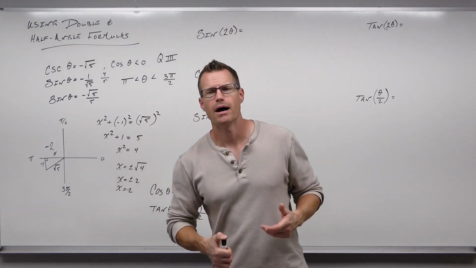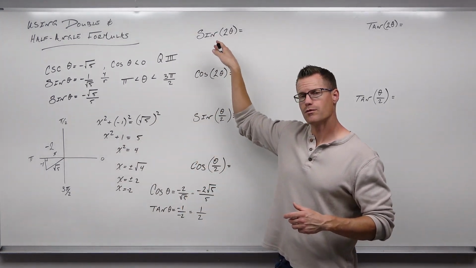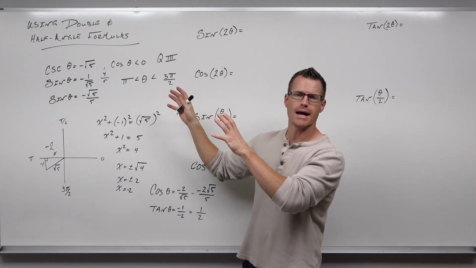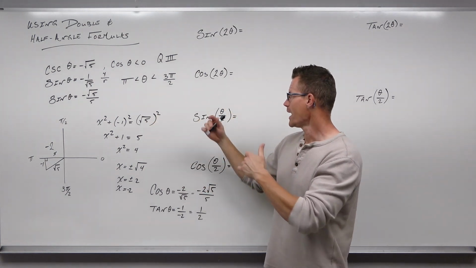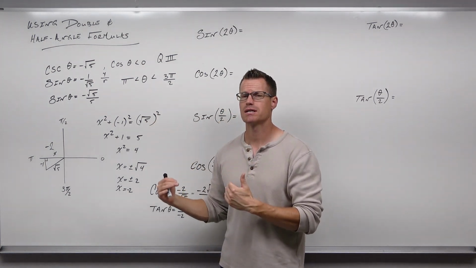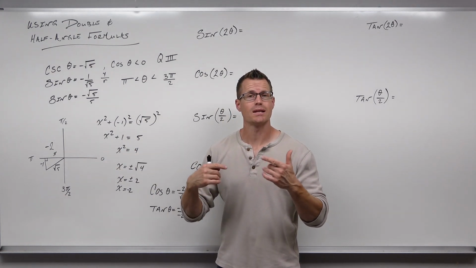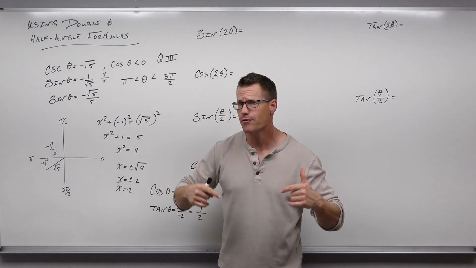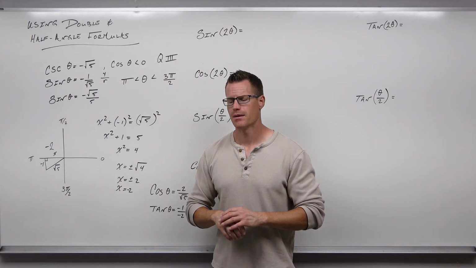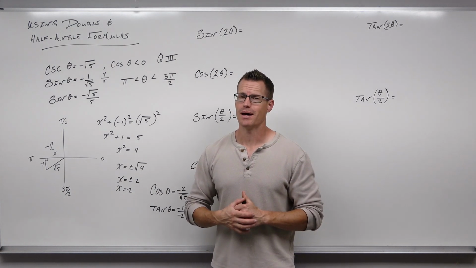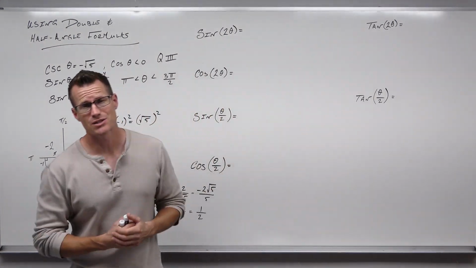Now that we've done that, we're ready to find all of our double angles because we have sine, cosine, and tangent, and our half angles because we have sine, cosine, tangent of whatever that angle is, and we know that angle is in quadrant 3, which will allow us to figure out what half of the angle is and then the sine of that angle. So we'll come back and we'll do that. All right, so let's get to it.